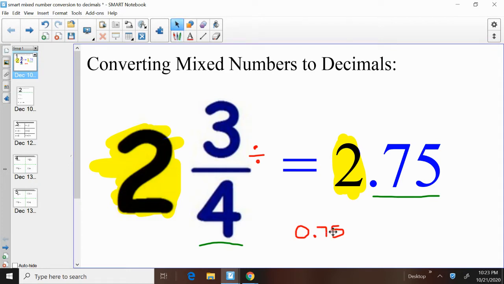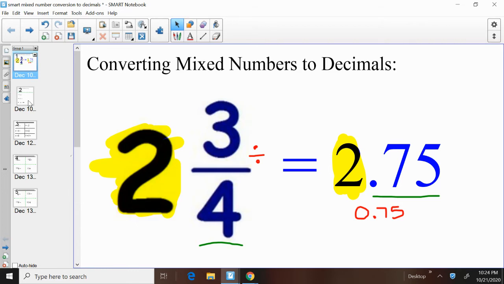So if I scroll this over here, the 0 with a 2 is just a 2. So combine a 0 and a 2, you get a 2. So that's why we said we just keep the whole number, because the number in front of our decimal point is going to be a 0, and then we just attach the decimal 0.75. So 2.75. So 2 3/4 equals 2.75.